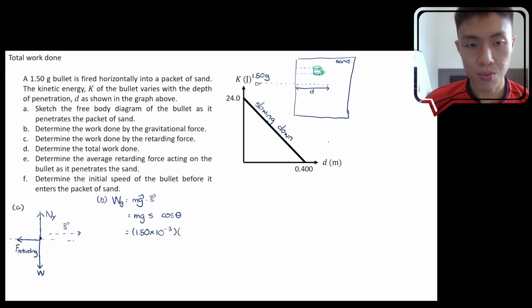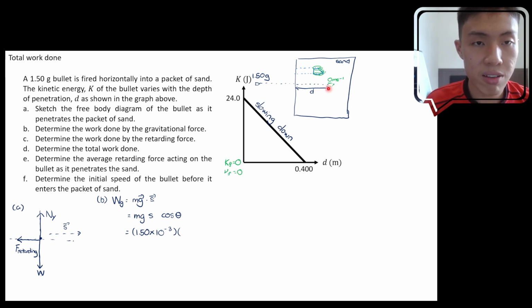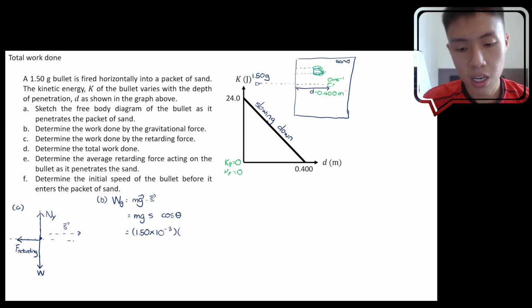Displacement for how far? We know that at the end of the journey, the depth is 0.400. When the bullet reaches this point, it will be at rest because there's no kinetic energy anymore. Zero kinetic energy, K final is equal to 0, means V final is equal to 0 as well. So at the end of the journey, the bullet stops, and at this point, you know that the depth of penetration is 0.400 meter. So your bullet has traveled a journey of 0.400 meter.